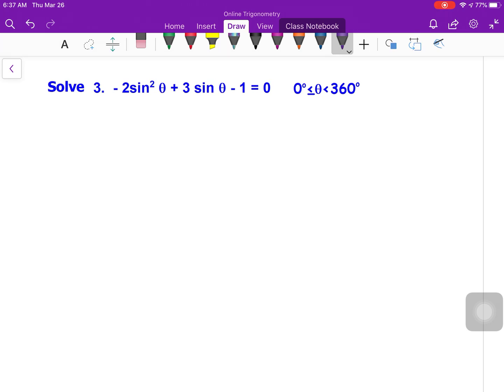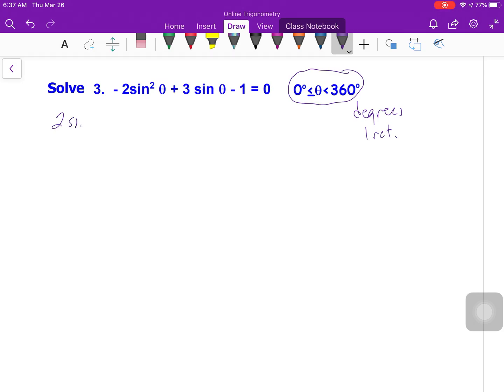When you look at this problem, it has only sine in it, and we're working in degrees. And we're still down to 1 rotation. And it's a quadratic, but it's a quadratic where the leading coefficient is negative. So what I would recommend is you first divide everything by -1, and that should make it a little easier to factor if it's going to factor.